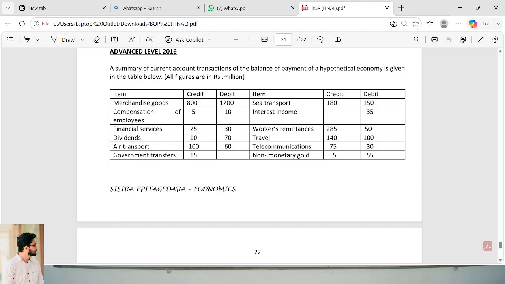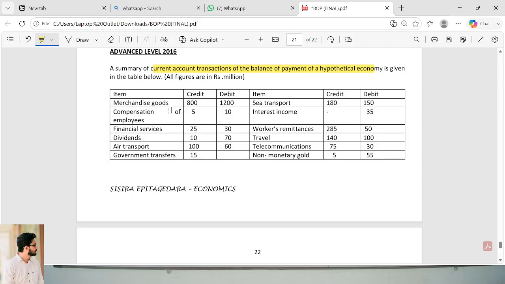2016 A level paper question. Read the question very carefully. A summary of current account transactions of the balance of payments of a hypothetical economy is given in the table below. All figures are in rupees million. Merchandise goods. You tell me, to which sub account of the current account do these transactions belong?